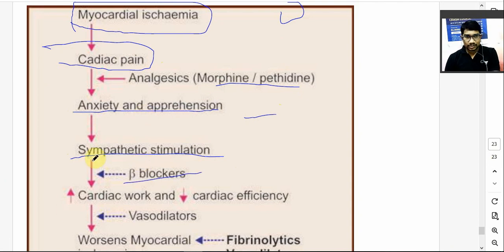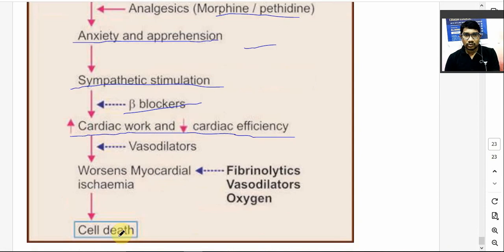Sympathetic stimulation increases the cardiac workload and decreases the cardiac efficiency. बीटा ब्लॉकर यूज करेंगे तो ये नहीं होगा. Then increased cardiac workload and worsened cardiac efficiency worsen the myocardial ischemia again. अगेन ये myocardial ischemia पर जाएगा और उसके बाद में सेल का डेथ होगा.